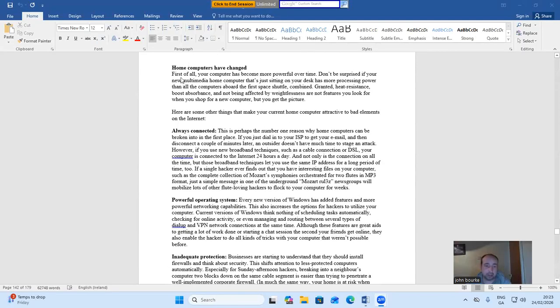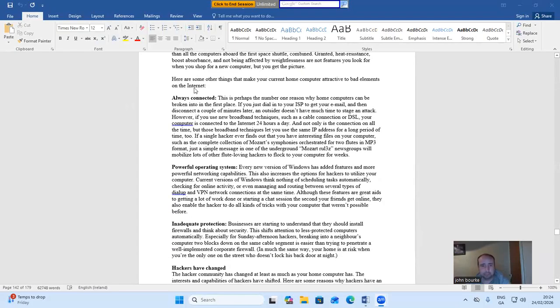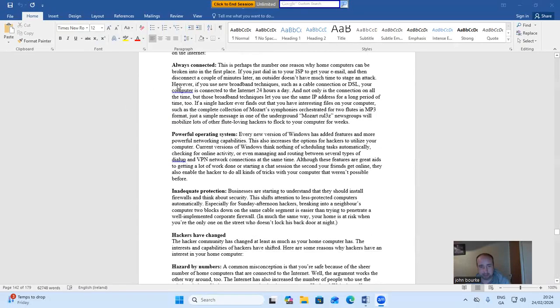Home computers have changed. First of all, your computer has become more powerful over time. Don't be surprised if your new multimedia home computer that's just sitting on your desk has more processing power than all the computers aboard the first space shuttle combined. Great heat resistance, boot absorbance, and not being affected by weightlessness are not features you look for when you shop for a new computer, but you get the picture.